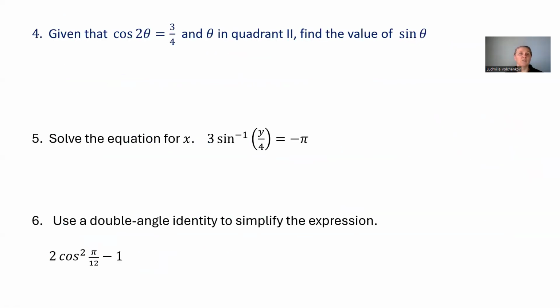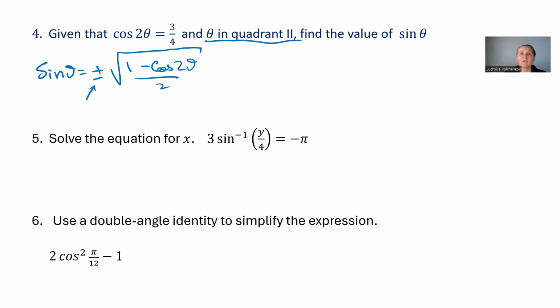Given that cosine 2 theta is 3 over 4 and theta is in quadrant 2, find the value of sine of theta. Here we can also use a half angle identity. This time for sine. Sine theta equals plus or minus square root of (1 minus cosine 2 theta) over 2. Notice that in the identity for sine, we have a minus under the square root. In the identity for cosine, we have a plus under the square root.